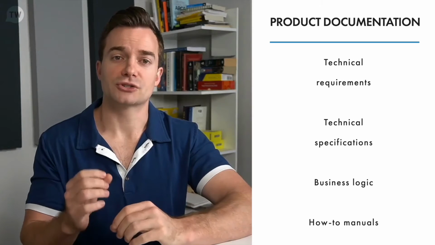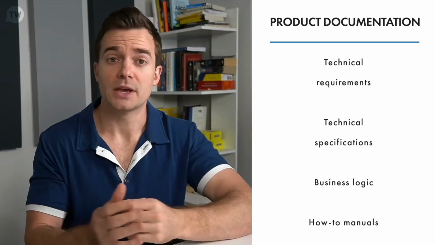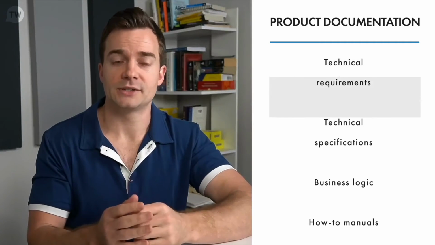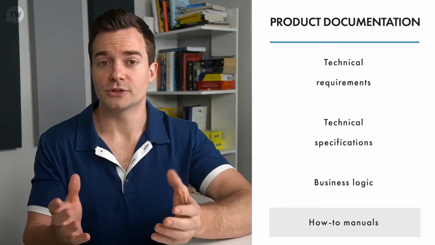Product documentation describes the product you are developing and provides instructions on how to perform various tasks with it. It includes technical requirements, technical specifications, business logic, and how-to manuals. The two main types are system documentation and user documentation.